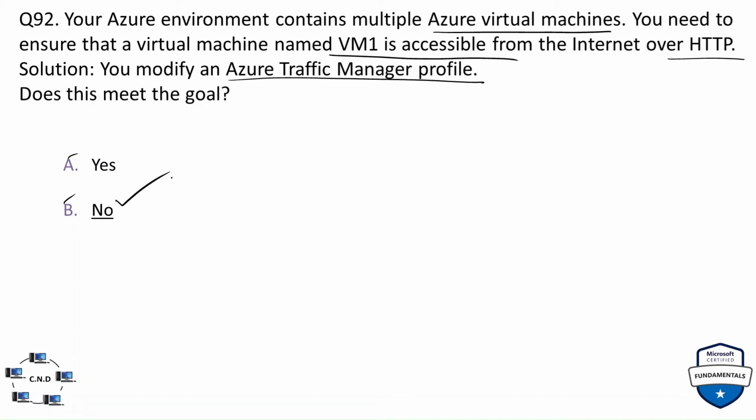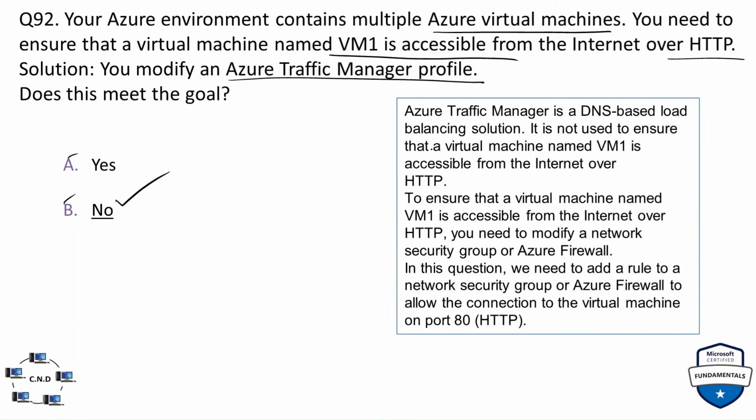The Traffic Manager profile does not give us accessibility of your VM over the internet using any type of protocol. It is because Azure Traffic Manager is a DNS-based load balancing solution. It is not used to ensure that a virtual machine named VM1 is accessible from the internet on HTTP. To ensure that, you need to modify a network security group or Azure Firewall.